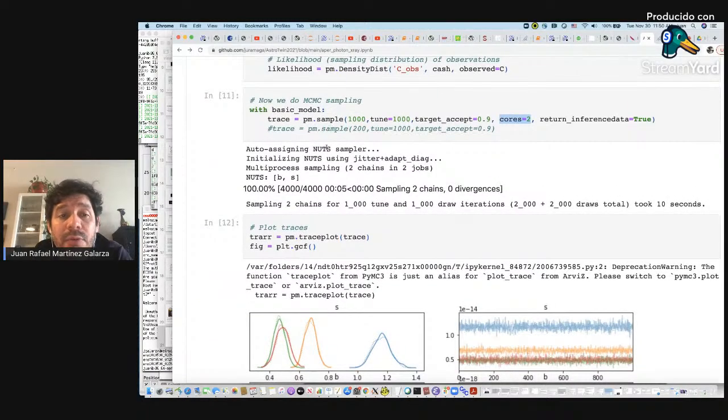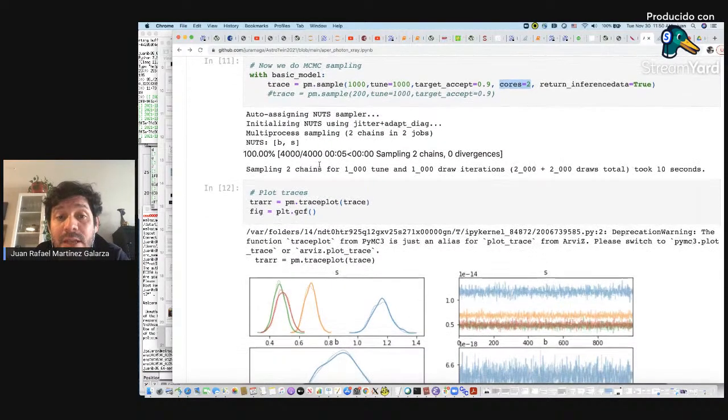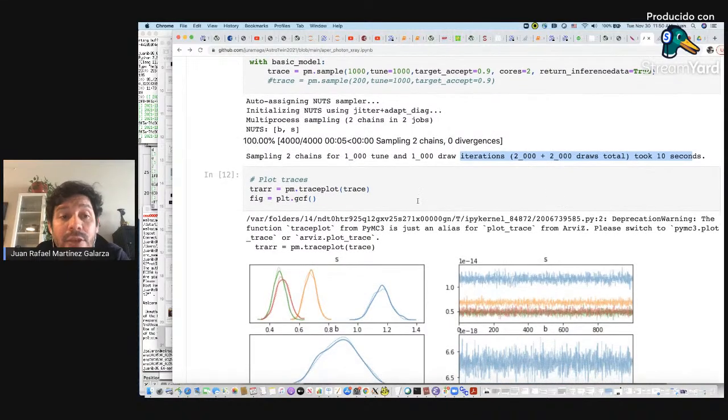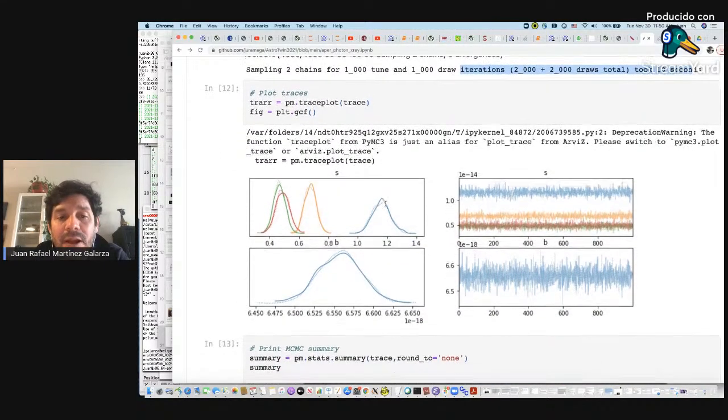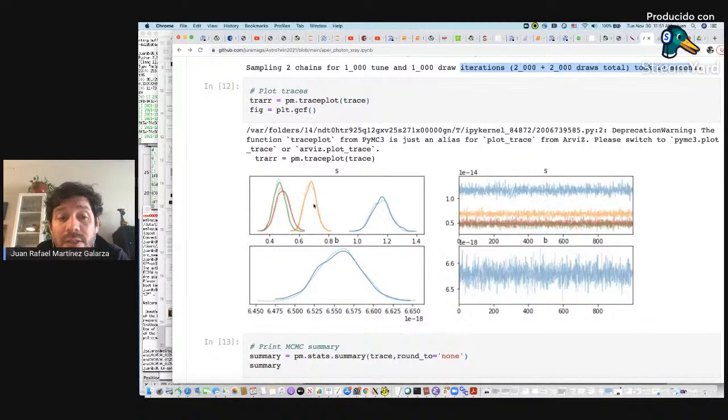And all that will do is run the sampler. Again, this is an MCMC method based on Hamiltonian Monte Carlo. It will basically be a very efficient way to sample from those posterior distributions and get the samples. And when that finishes, which for this case took only 10 seconds, as you can see here, then you can plot the traces. And you can plot a smoothed version of the histogram. What you're seeing here is actually a histogram, but smoothed, of the samples that you obtained in your MCMC sampling for each of the quantities that you're trying to determine.